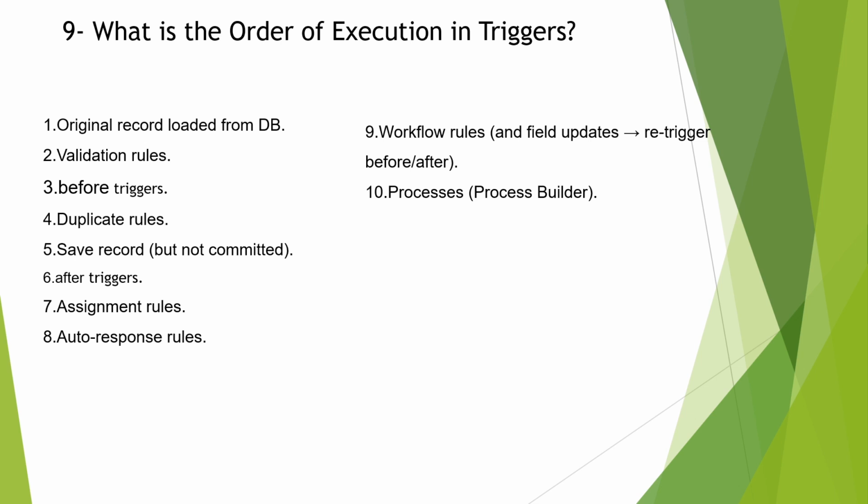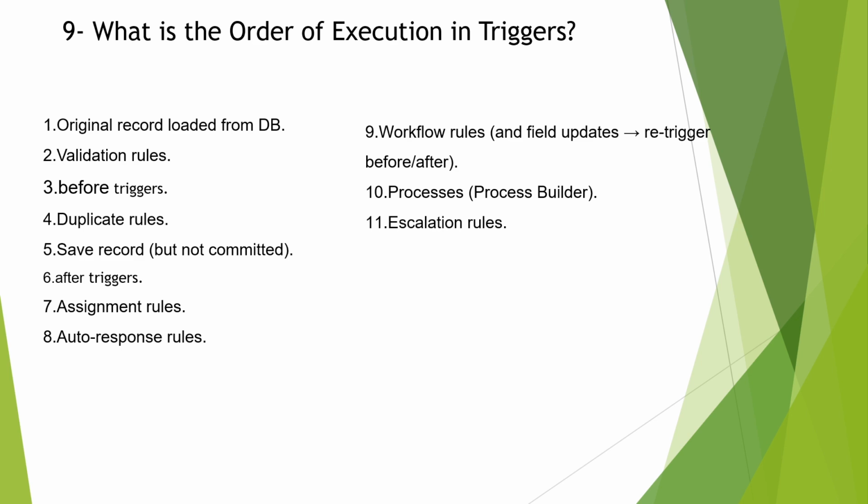Else it will go to the assignment rule. Assignment rule means for which user it is assigned and what access he has. It will check those things. Then the auto response rule, if there is any automation set for auto response, it will check that. Then it will check the workflow rule and field update, re-trigger before and after. Then again it will check the re-trigger before and after insert.